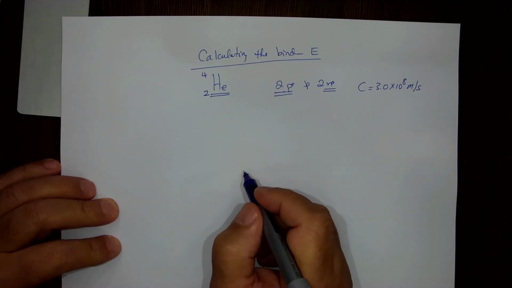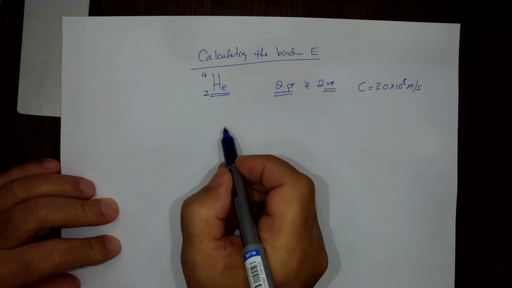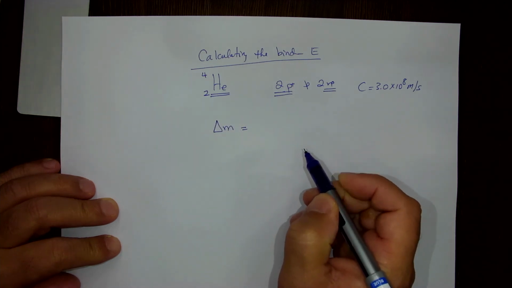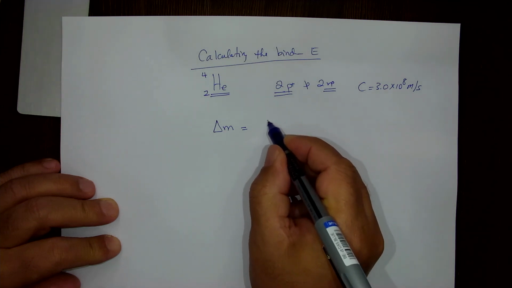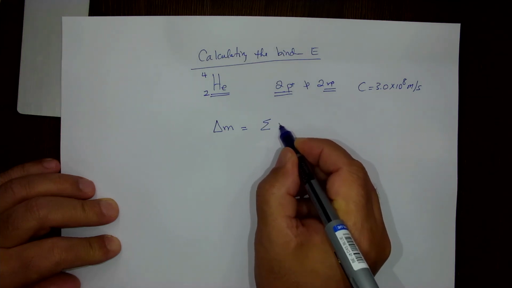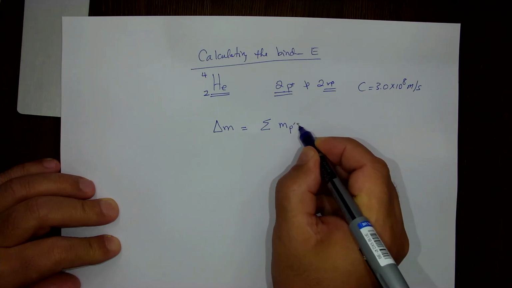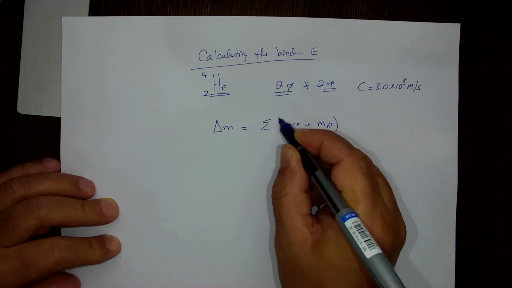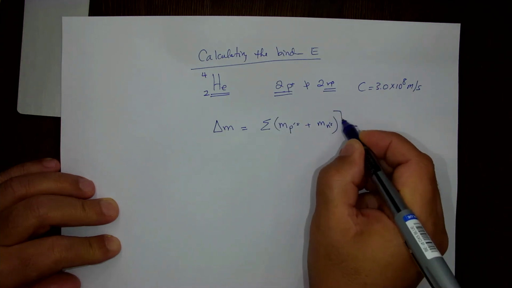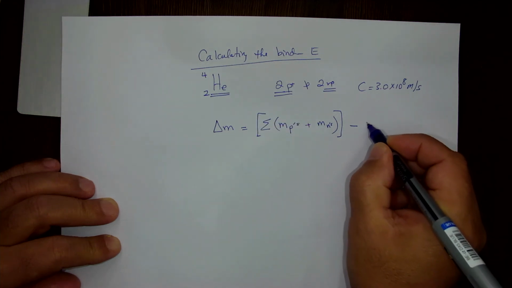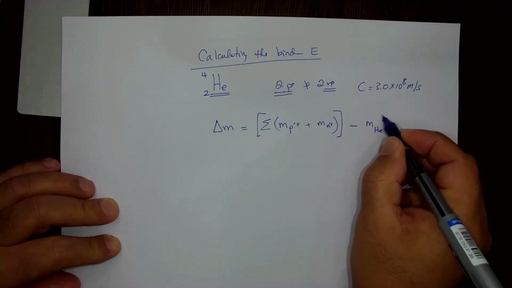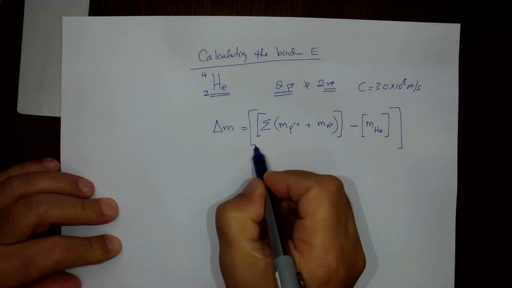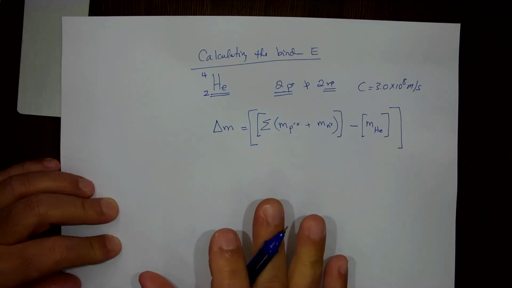All right, to calculate the binding energy, it really comes down to calculating the mass defect. The mass defect is calculated as the sum of the individual masses, which is the masses of the protons plus the masses of the neutrons, minus the mass of the helium atom, and this is taken as an absolute value.